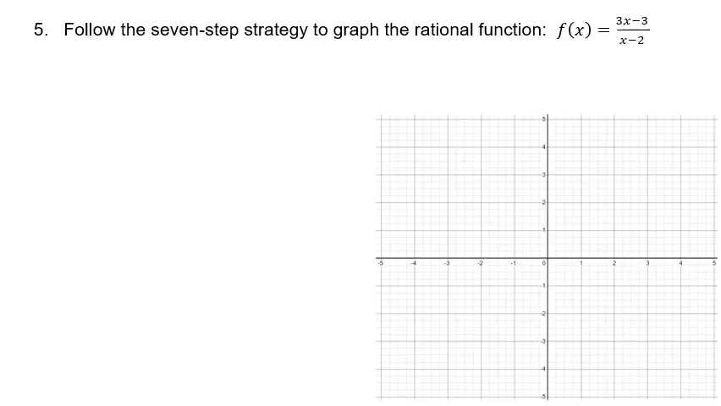So the first one, we've got graph the rational function f of x equals 3x minus 3 divided by x minus 2. Okay, so let's see if we could graph this guy. I mean, we could definitely graph it using technology. We could plug this into the graphing calculator or type it into Desmos. But what we want to do here is make sure we could do this by hand.